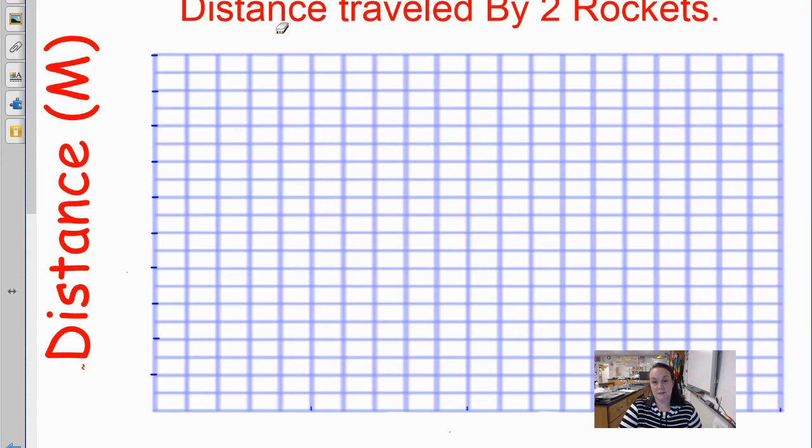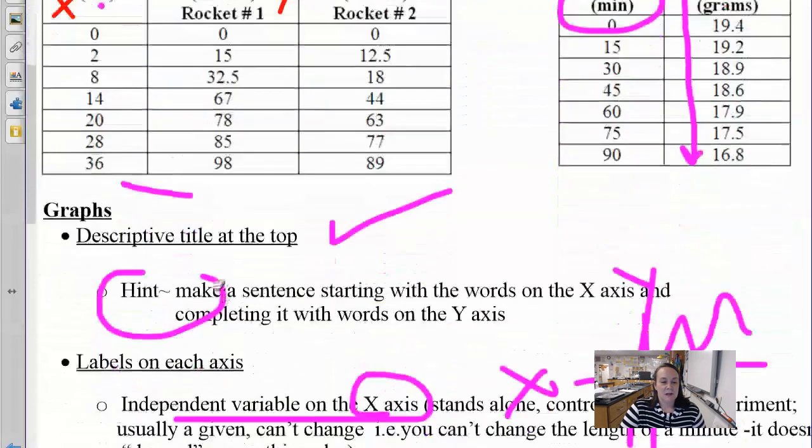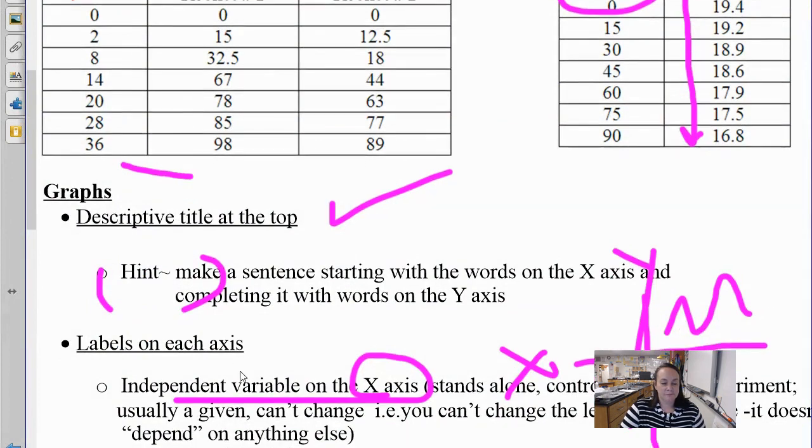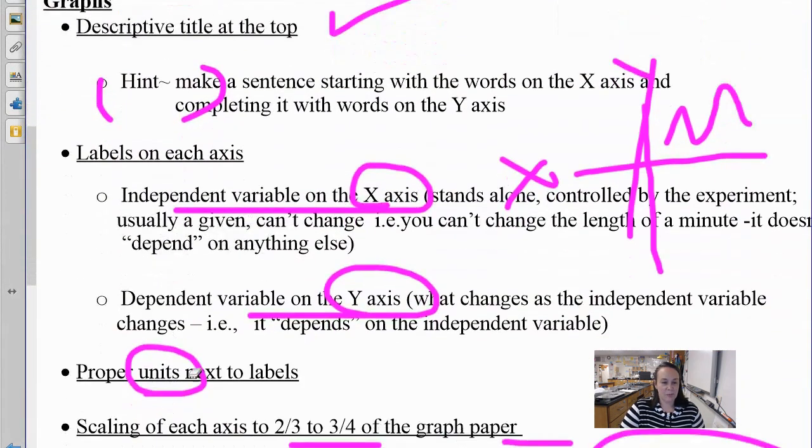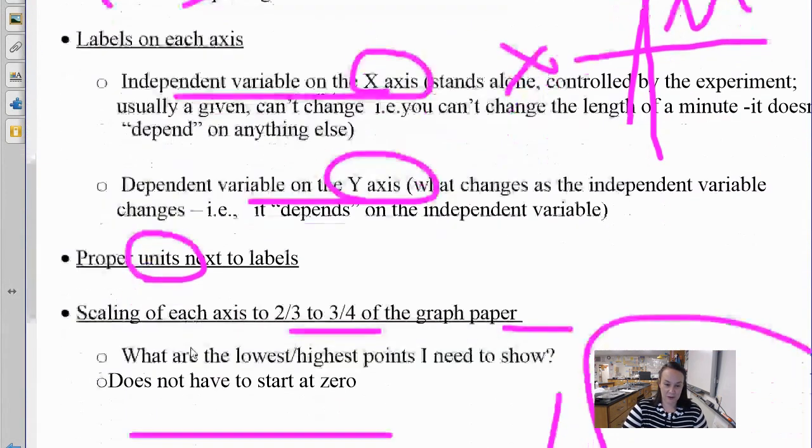You got to write, is the distance measured in miles, or not miles? We probably wouldn't use miles in this class. Is the distance measured in centimeters, meters, kilometers, things like that. Okay, perfect. So we did the first one, we did the second one. Now let's say the proper units next to the labels, we did that as well.